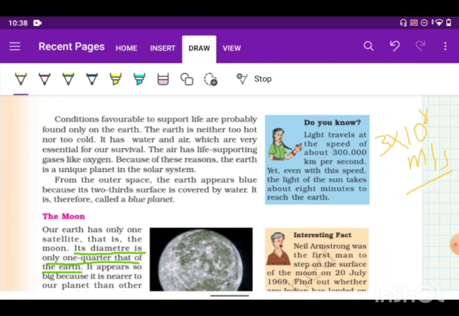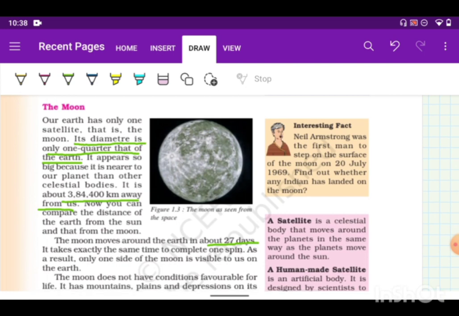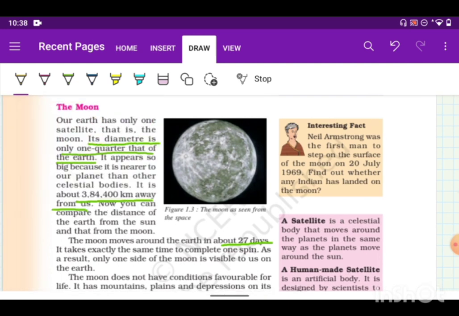Okay, next, the moon. The moon is a natural satellite of the Earth itself, and its diameter is how much? Its diameter is only one-fourth that of the Earth. And it is the nearest to our planet. The distance from the moon to the Earth is 3,84,400 kilometers away from the Earth.